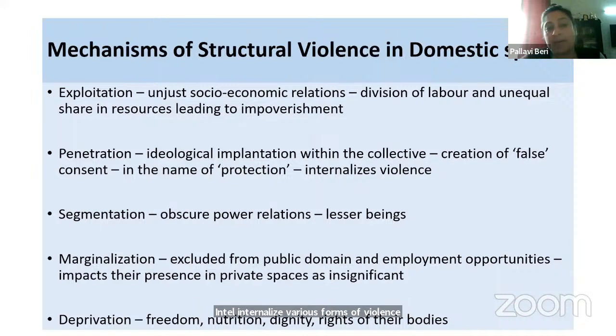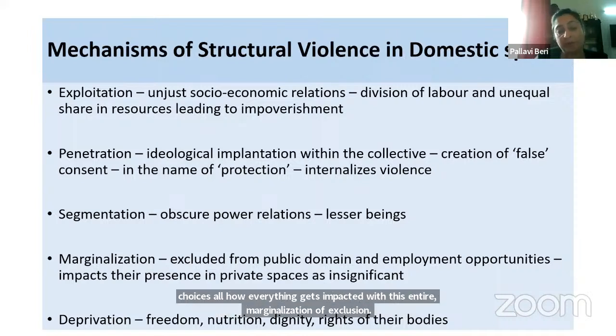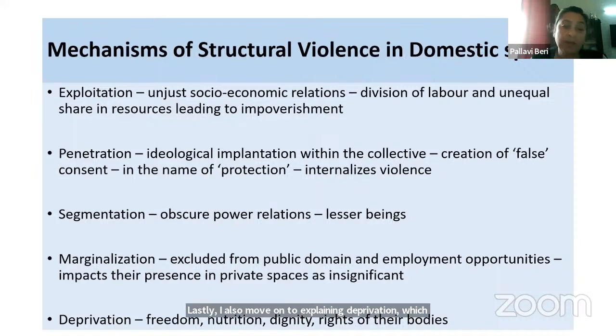Then the next mechanism through which structural violence operates in domestic spaces is segmentation, where the power relations that are operating are obscured. They are treated as lesser beings, and they are made to believe that they are so. Also, another phenomenon is marginalization, where they are excluded from the public domain and employment opportunities. And this certainly impacts their presence in the private spaces, their authority to take decisions, their choices, everything gets impacted with this entire marginalization or exclusion. Lastly, I also move on to explaining deprivation, which implies deprivation in terms of freedom, nutrition, dignity, and rights over their bodies in terms of reproductive rights and so on.